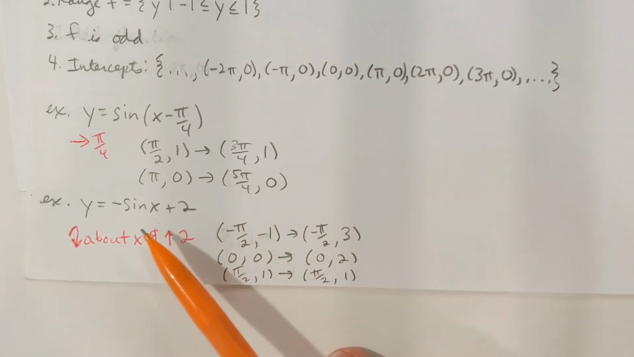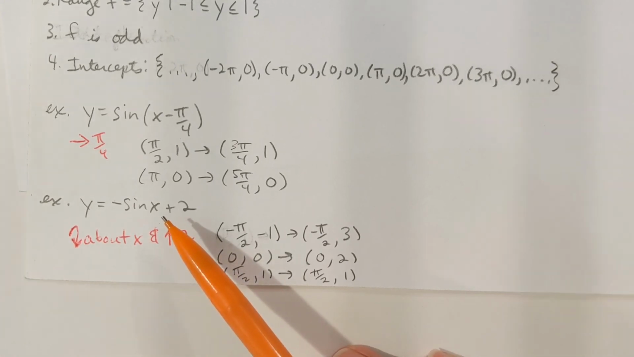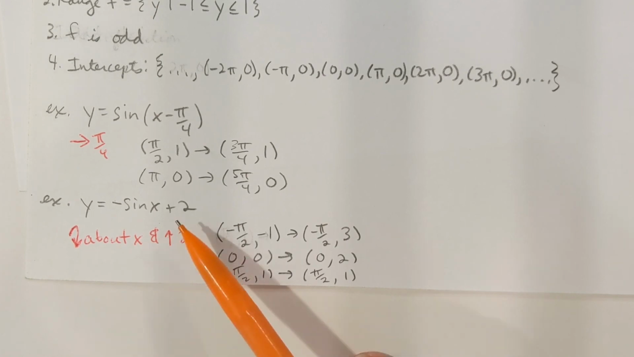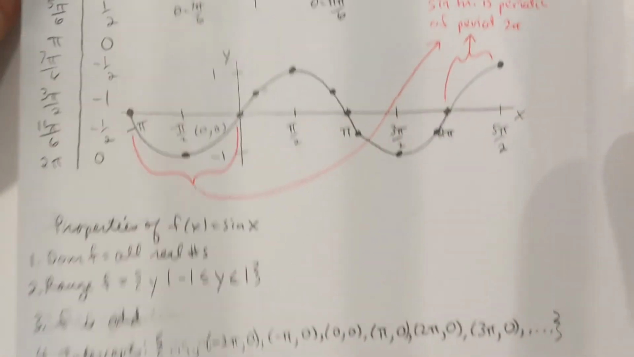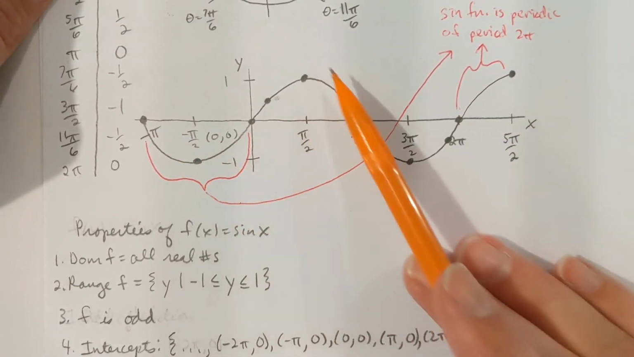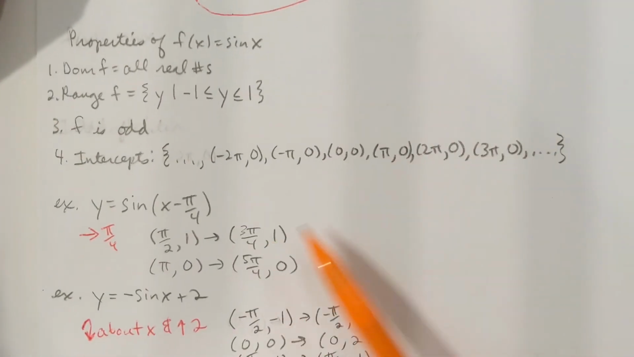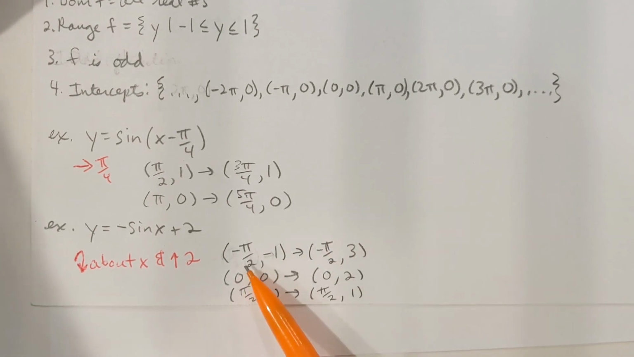Okay, here's another equation. If we want to graph y equals negative sine x plus 2, the negative means that we're going to have a reflection about the x-axis, and then the plus 2 means that we're going to shift up 2 units. So I would be doing those two things on this basic function here. And here I've selected a couple of points that would be on the original graph, and here's where they would be going on the new graph then.